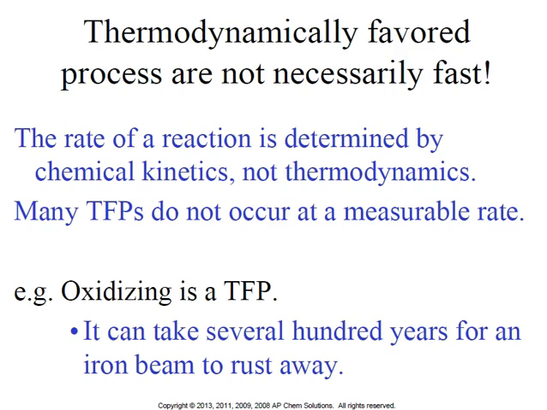Many thermodynamically favored processes do not occur at a measurable rate. For example, oxidizing. That's the process of rusting. It is thermodynamically favored. However, if you have a large iron beam in some building, it may take years, even hundreds of years, for it to rust away. So, just because something's favorable does not mean that it's fast. Keep that in mind.